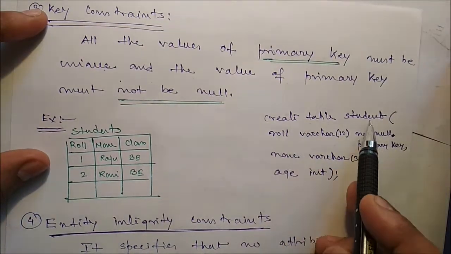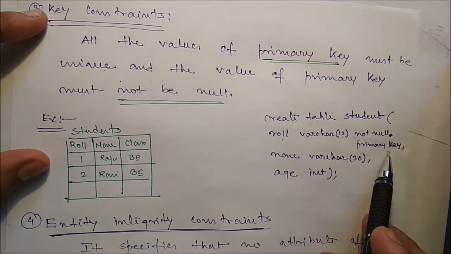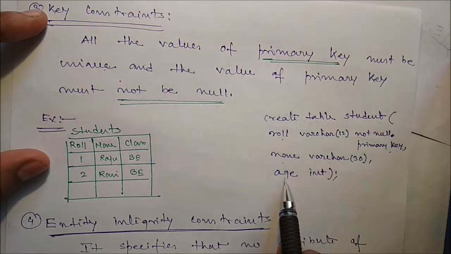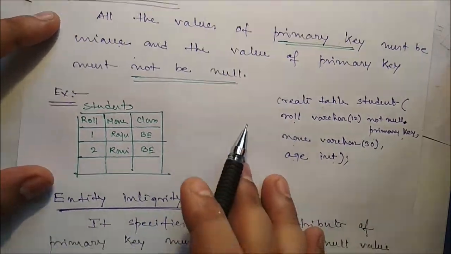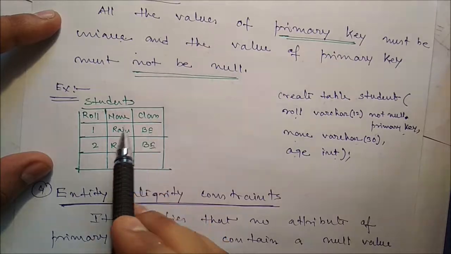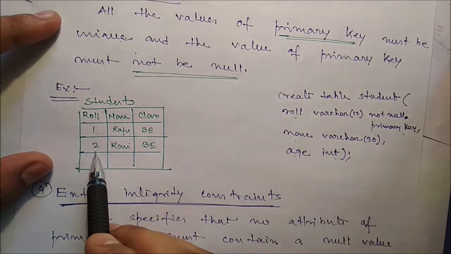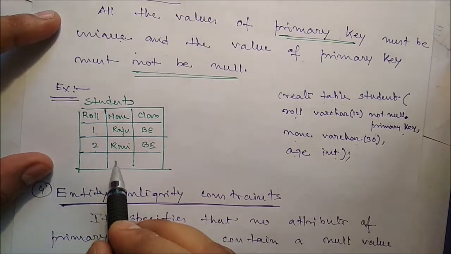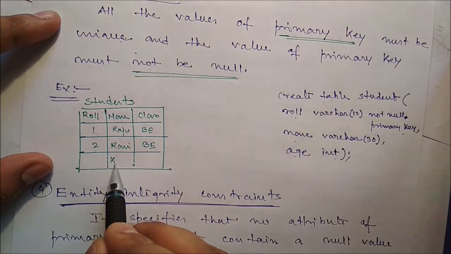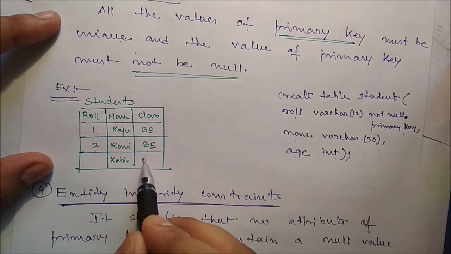So we can say create table student, roll number, it should not be null, and primary key. Name is Varchar 30 and age is integer. So here we can say roll number, name, class: roll number 1, Raju, B; 2, Rani, B; and roll number 3, say Kabir, and say it is BTech.